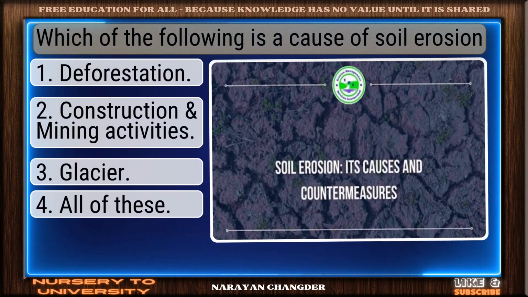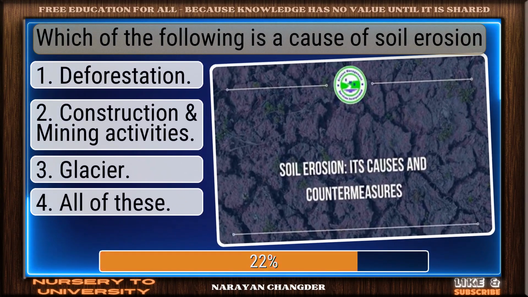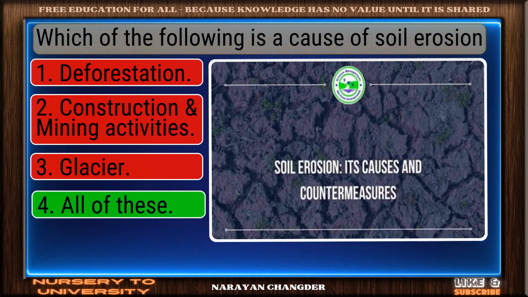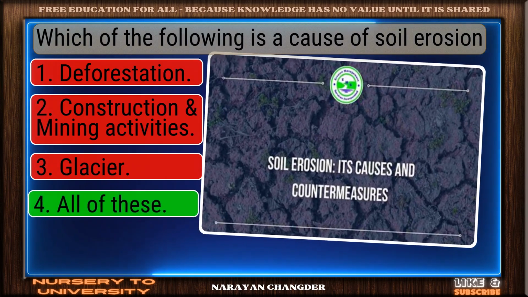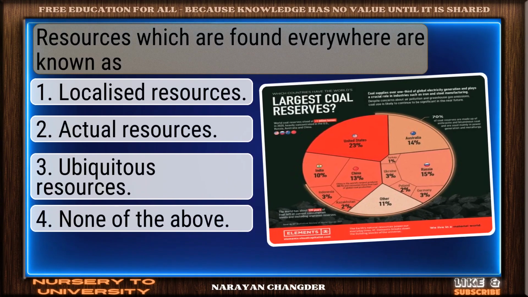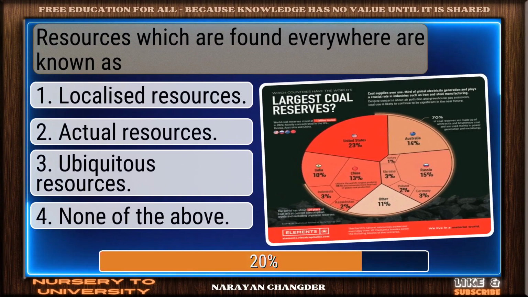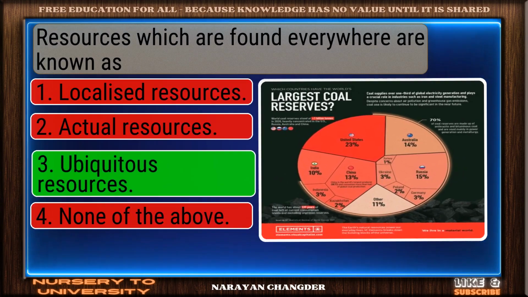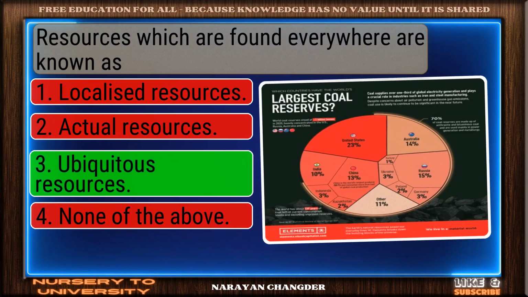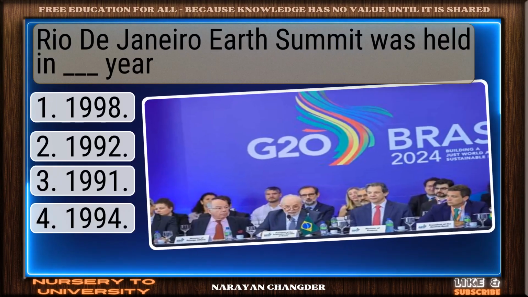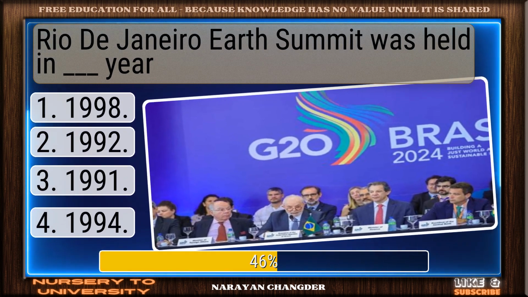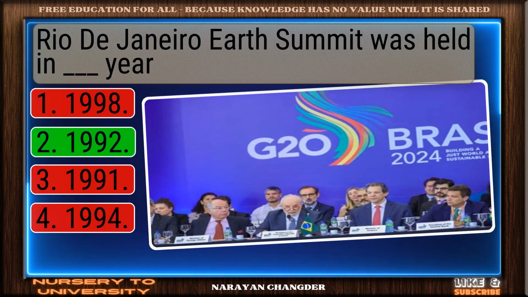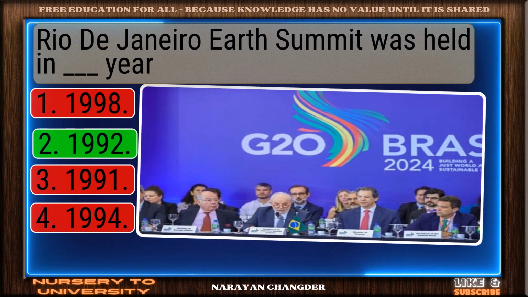Which of the following is a cause of soil erosion? Well reasoned. All of these is correct. Resources which are found everywhere are known as. Right choice. Ubiquitous resources is best. Rio de Janeiro Earth Summit was held in dash year. Excellent. 1992 is well reasoned.